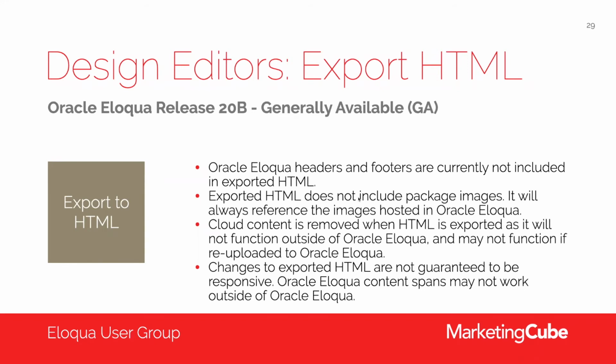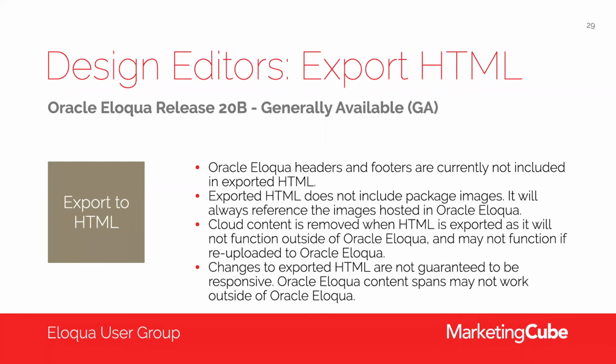Exported HTML does not include packaged images. It will always reference the images hosted in Oracle Eloqua. So if you're familiar with, why do I always forget, probably because it's an Adobe product, where you build your emails, etc., someone can throw it into chat for me, and you export to HTML. And when you export that to a zip file, it pops in the actual JPEGs, etc. All of the different content is in that zip file. That's not the experience here when you export to HTML from Eloqua. It'll be URLs that always reference back to Eloqua.